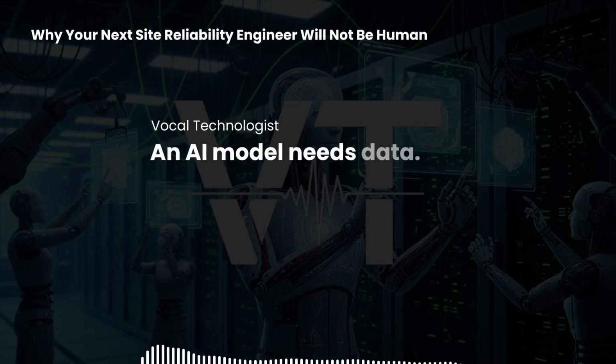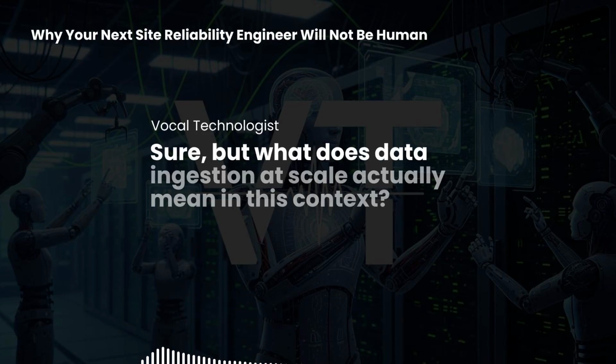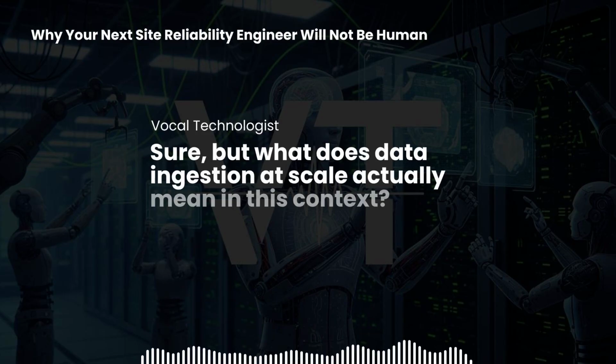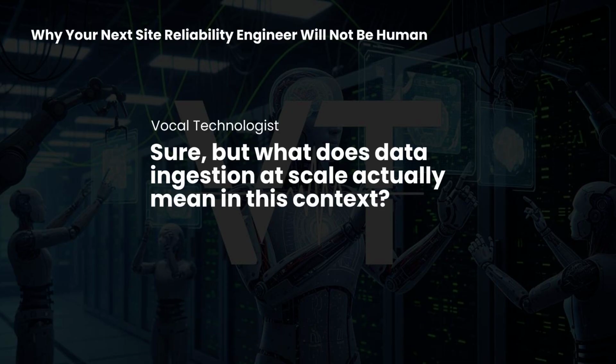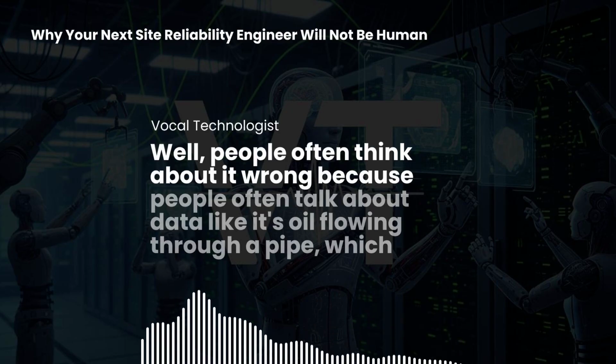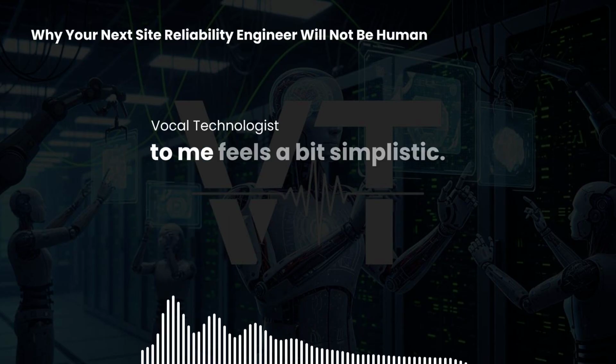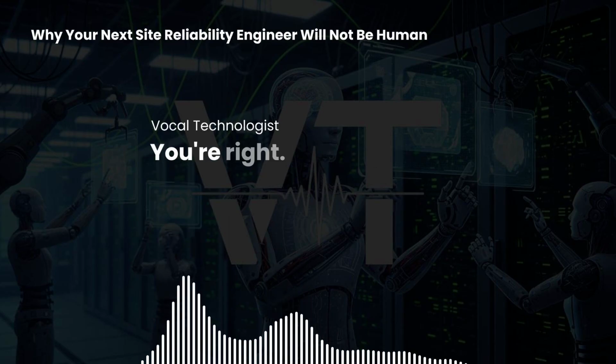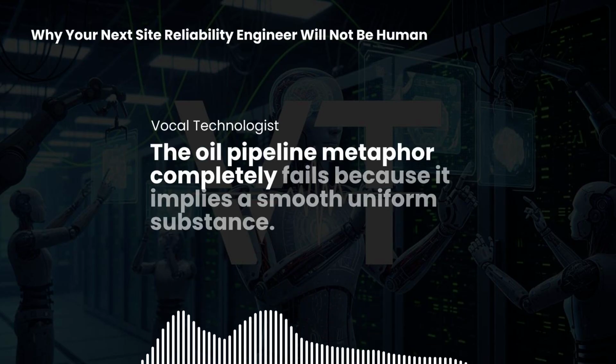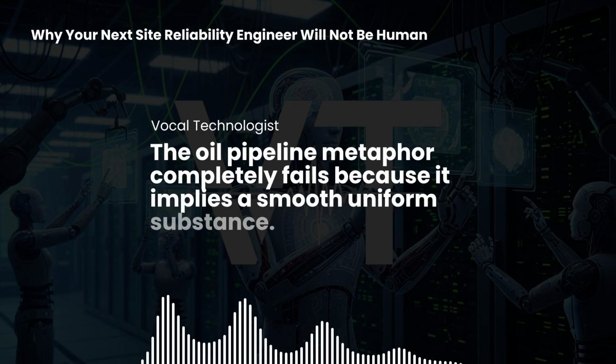An AI model needs data, sure, but what does data ingestion at scale actually mean in this context? Well, people often think about it wrong. People often talk about data like it's oil flowing through a pipe, which to me feels a bit simplistic. You're right. The oil pipeline metaphor completely fails because it implies a smooth, uniform substance.